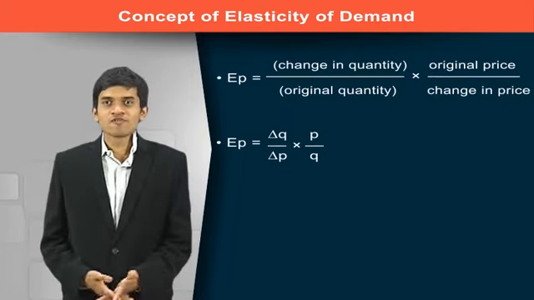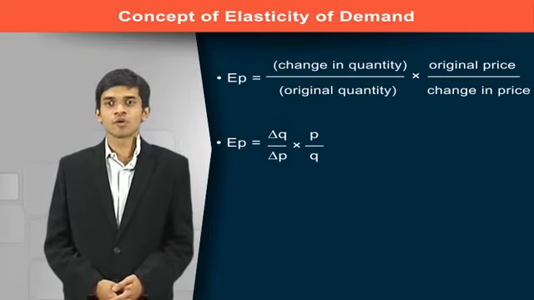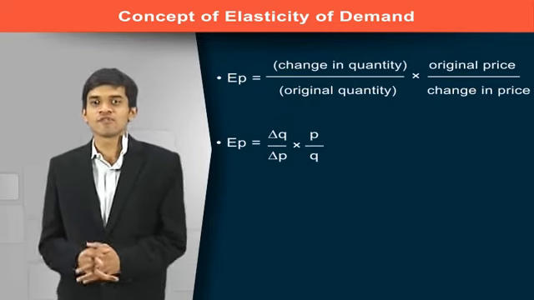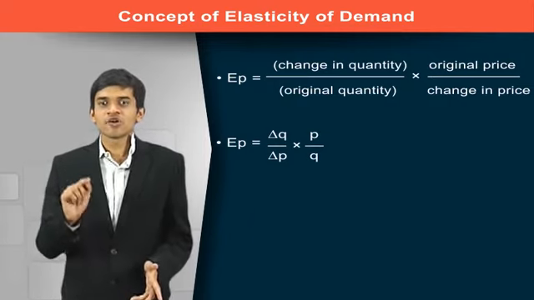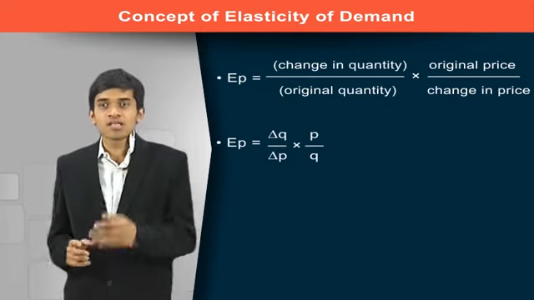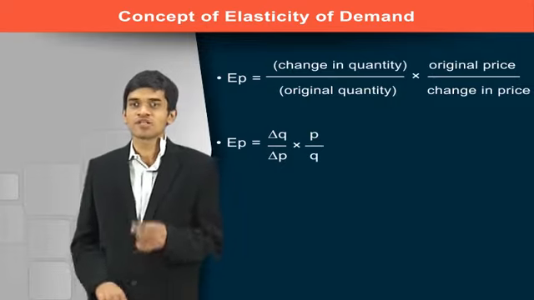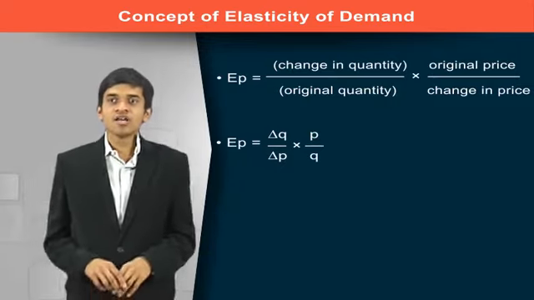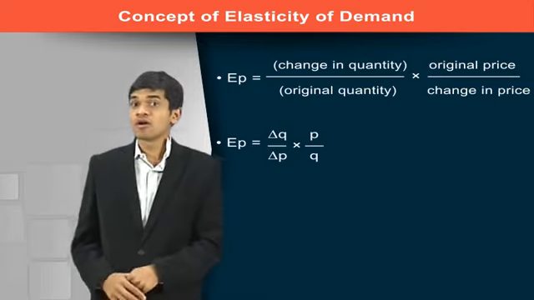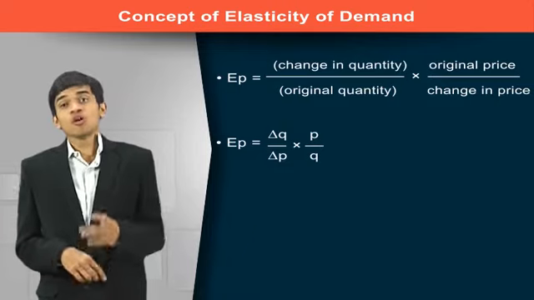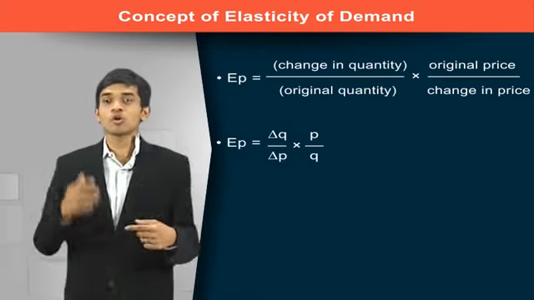Numerical example. The price of a commodity decreases from rupees 6 to rupees 4 and the quantity demanded of the good increases from 10 units to 15 units. Find the coefficient of price elasticity. Delta Q upon delta P into P upon Q. Delta Q in this case is the change in quantity. Quantity has changed from 10 to 15, so 15 minus 10 is 5, upon change in price, 4 minus 6, which is ideally minus 2. Correct? Into original price, which was 6 rupees, upon original quantity, which was 10 units. So it is 5 upon 2 into 6 upon 10.